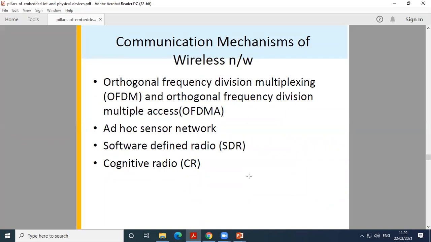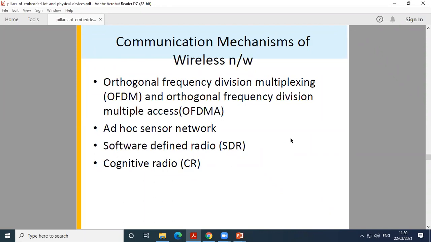Then the next one is the wireless communication mechanisms. Different wireless communication mechanisms are there. The first one is the ad hoc sensor network. Then, as you can see in this slide, OFDM, orthogonal frequency division multiplexing, or frequency division multiple access. Then SDR, that is software defined radio, and cognitive radio, that is CR. We will see them one by one, first the ad hoc sensor network.